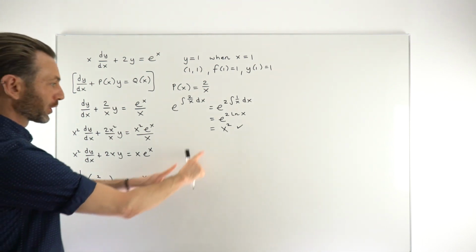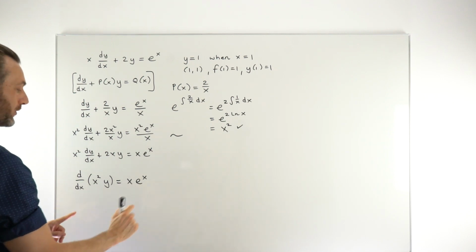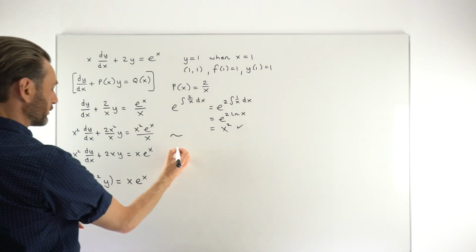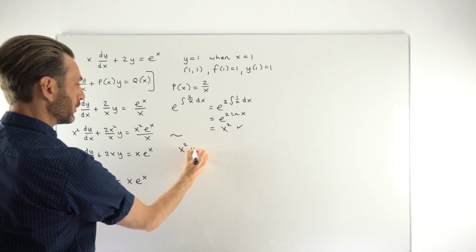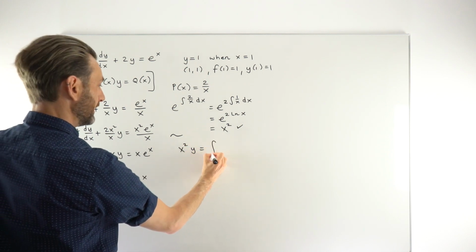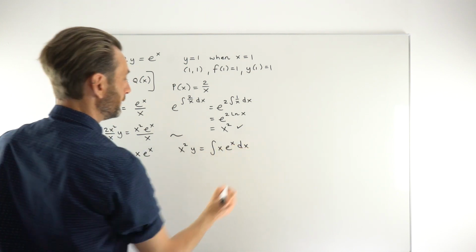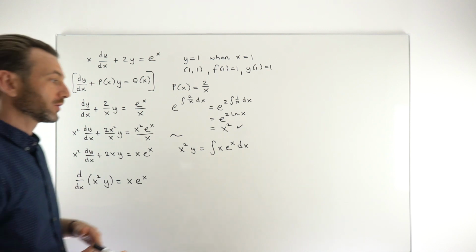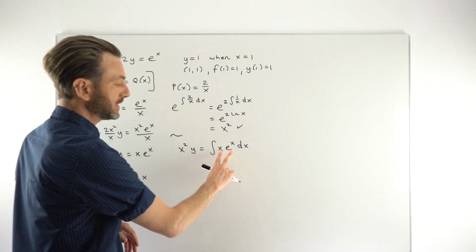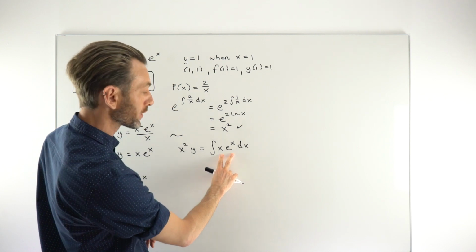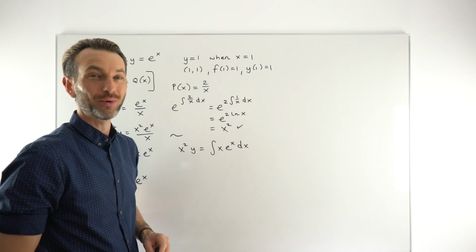Okay, I'm just going to pull my working up here just to make some space. So remember, now we want to integrate both sides. If we integrate the left hand side, that just cancels out the derivative. So we're just left with x squared y. The right hand side is going to be the integral of x e to the x dx. Now in this particular problem, this is not always going to happen, but in this particular initial value problem, to integrate this here, which is a product of functions, we need to use integration by parts.